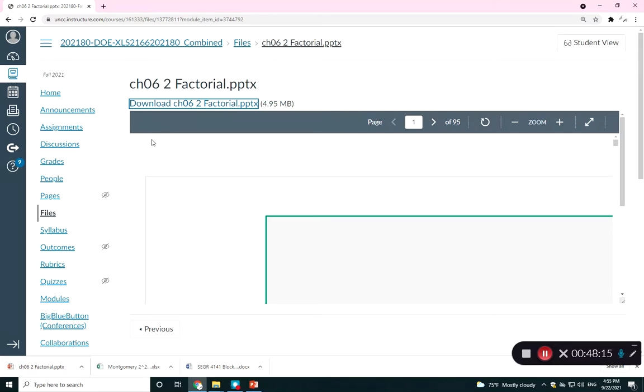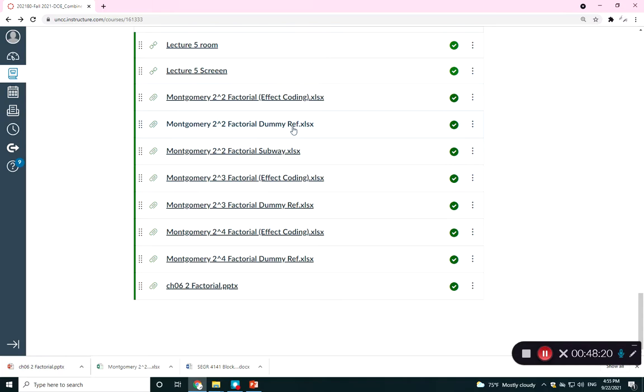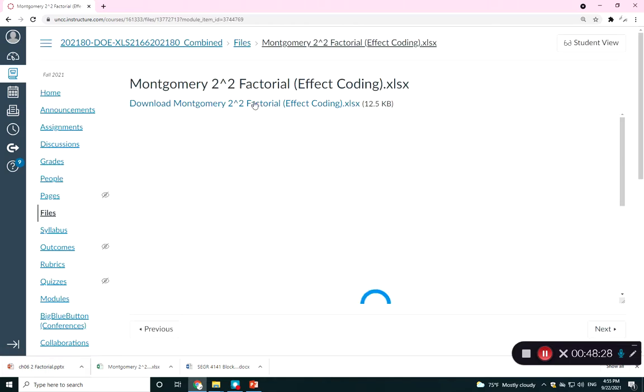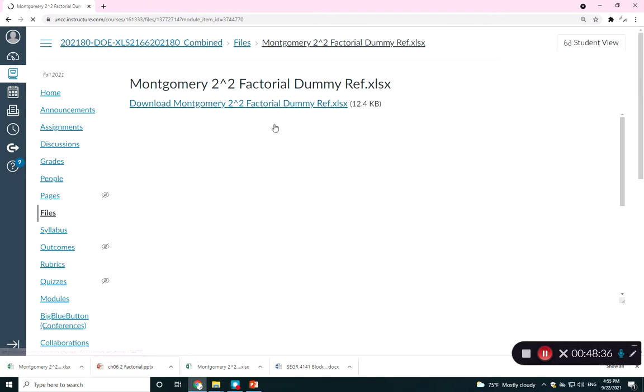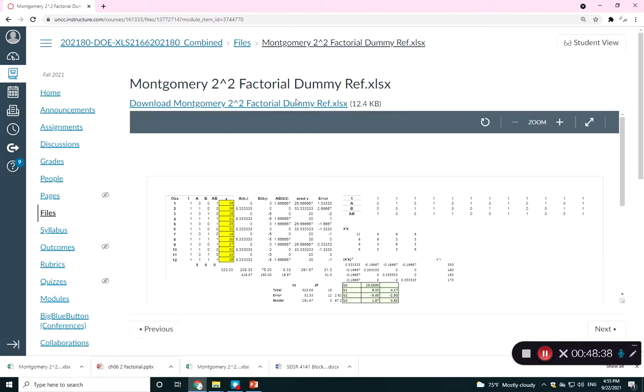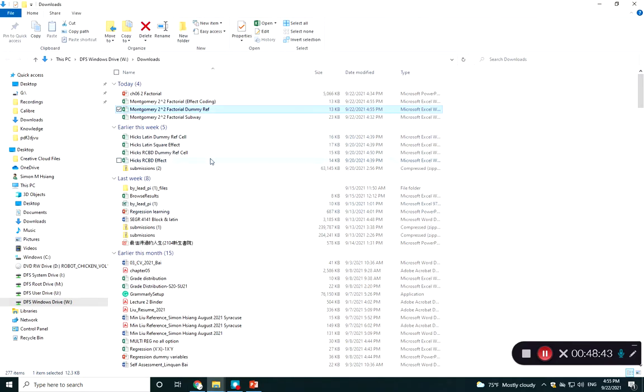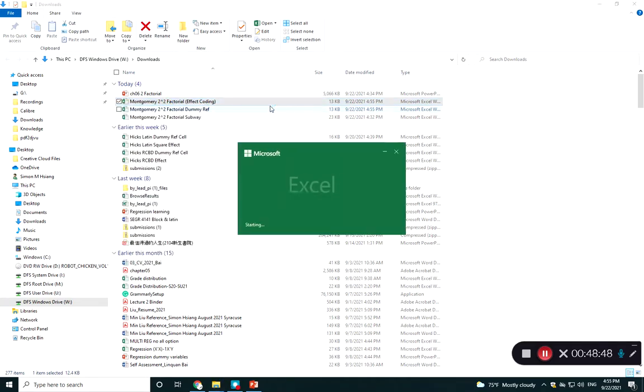Don't save. Let me do it in a different way. Okay, so let's do it using the dummy variable way and the effect way. This is the same things we did before. Here we go. So let's look at the effect way first, because the effect way looks just like our previous one.